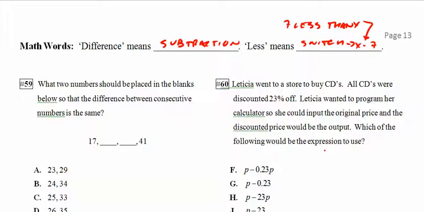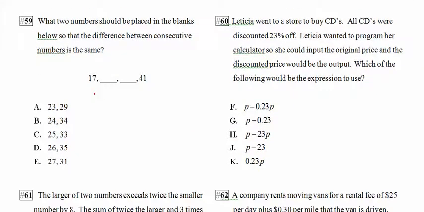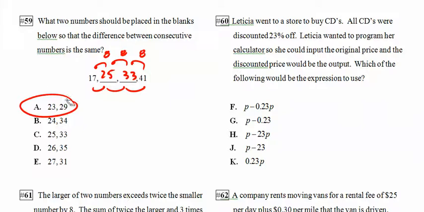Mildly confusing. We need the difference between these. I happen to know the answer, so I'll try it. Make sure you check all 3 gaps. That's 8. That's also 8, and that's also 8. If you didn't check all 3 gaps, you might have gone with this one. That's wrong. So you're looking for that.